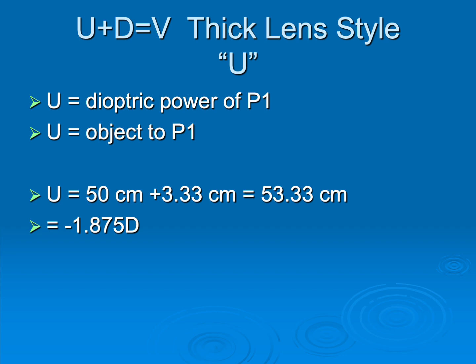And so now we're talking about the dioptric power not when it hits the front of the lens, as we've been doing, but the dioptric power when it reaches P1. So U is going to be the distance from that object to that front principal plane. And so we have to know that distance. We're told that the object is 50 centimeters from the lens. We're told the thickness of the lens. We're told the exact location of P1 relative to that lens. And so it was 3.33. So we have to add that back to 50, and that gives us the 53.33. And then, of course, we divide that into 100 to get our answer.